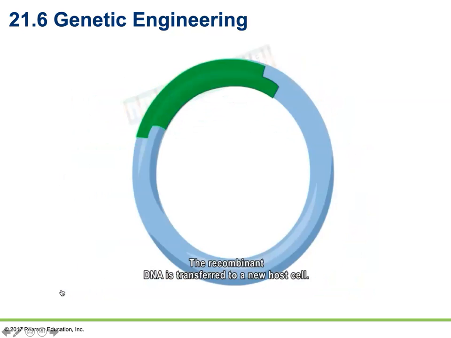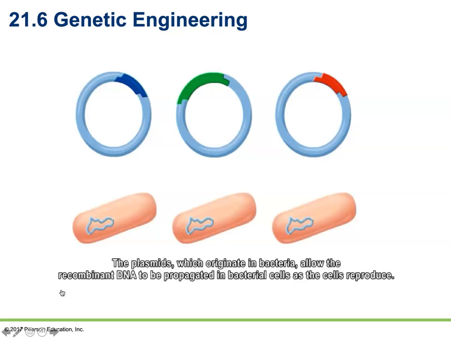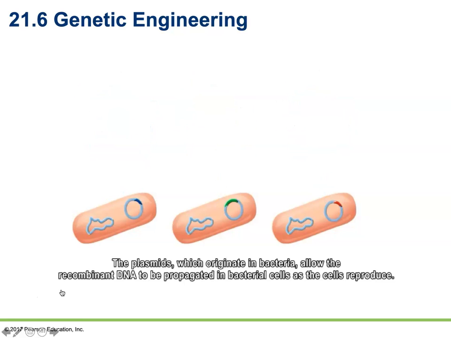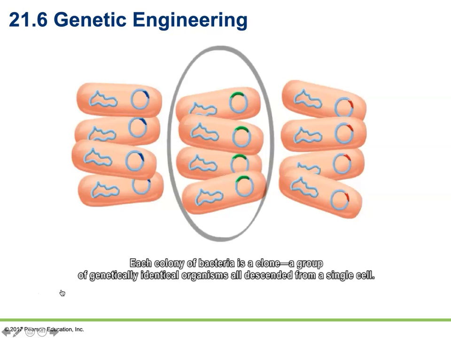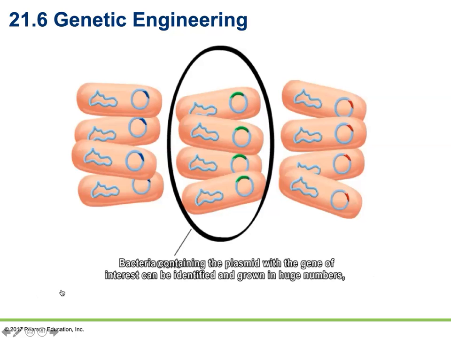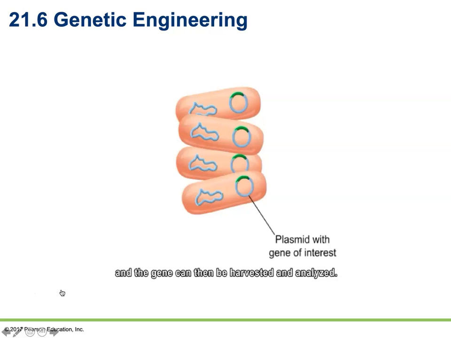The recombinant DNA is transferred to a new host cell. The plasmids, which originate in bacteria, allow the recombinant DNA to be propagated in bacterial cells as the cells reproduce. Each colony of bacteria is a clone, a group of genetically identical organisms, all descended from a single cell. Bacteria containing the plasmid with the gene of interest can be identified and grown in huge numbers, and the gene can then be harvested and analyzed.